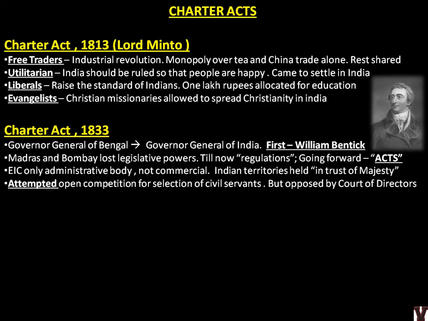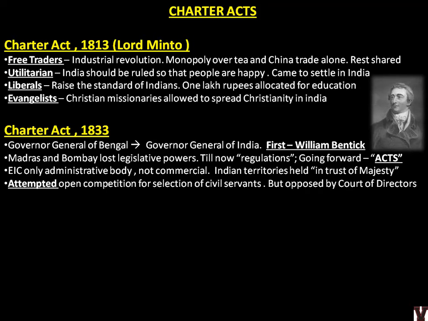That means only the East India Company can trade in tea plantations and the trade happening with China. Rest all the trade, whether it be cotton or indigo or whatever is happening, can be done equally by the East India Company as well as the rising industrialists back in England. So that is called the coming of free traders. This was decided in Charter Act 1813.